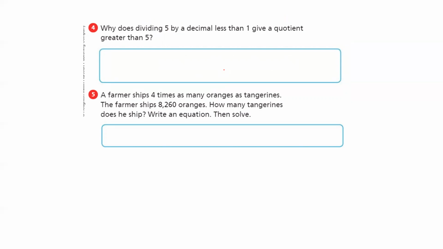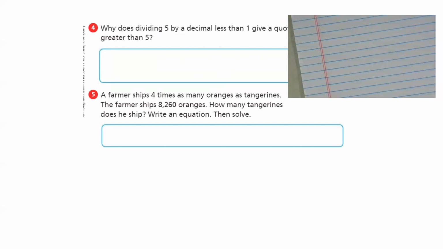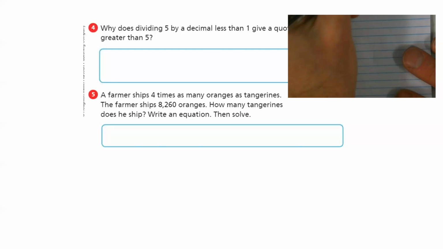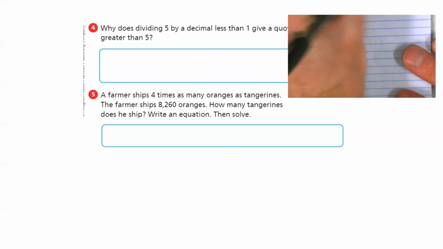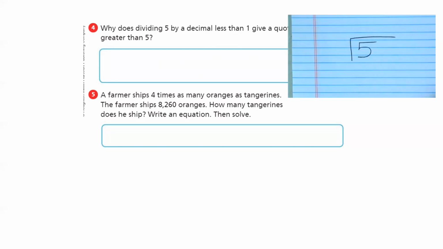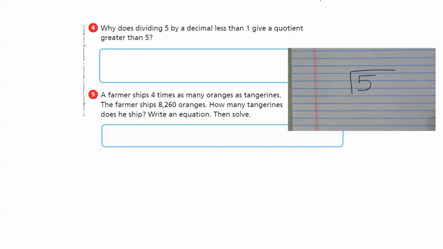Number 4, why does dividing 5 by a decimal smaller than 1 give the answer that's greater than 5? Well, in division, both parts have very different jobs. The first part is called your dividend. It goes on the inside. It tells you what you're starting with. The second part is called your divisor. It goes on the outside, and it tells you what it takes to make a group.